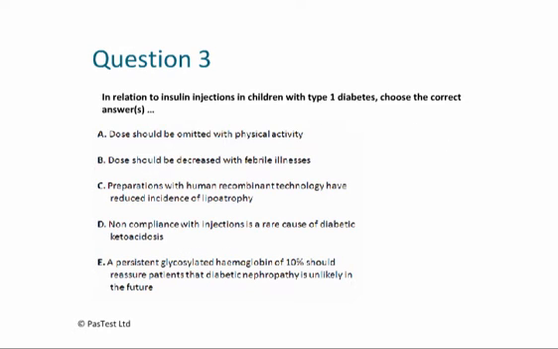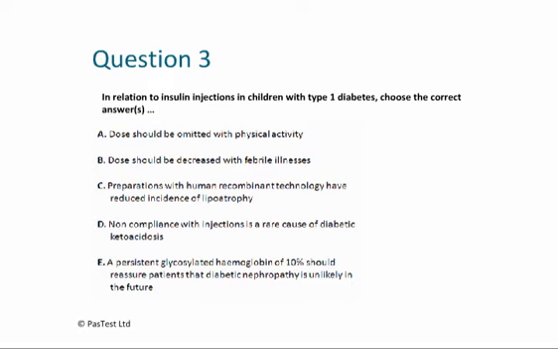Let us now come to the question in relation to insulin injections in children with type 1 diabetes. Choose the correct answer. A. Dose should be omitted with physical activity. B. Dose should be decreased with febrile illness.